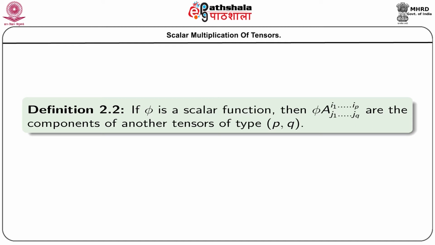Now, the scalar multiplication of tensors. If phi is a scalar function and if it is multiplied with the components of the tensor of type PQ, that A I1, I2, IP to J1, J2, JQ, then again it is a tensor of type PQ.